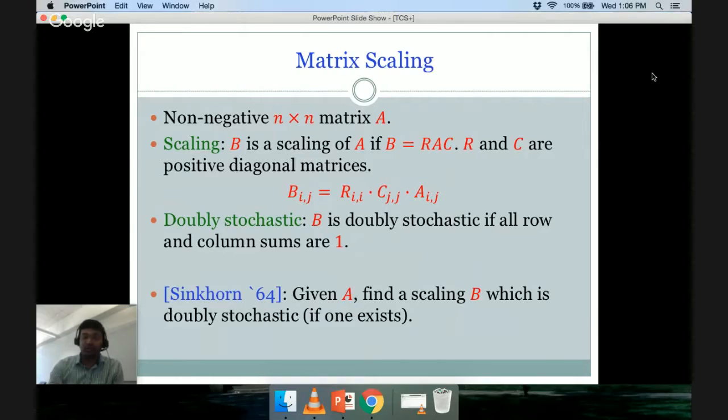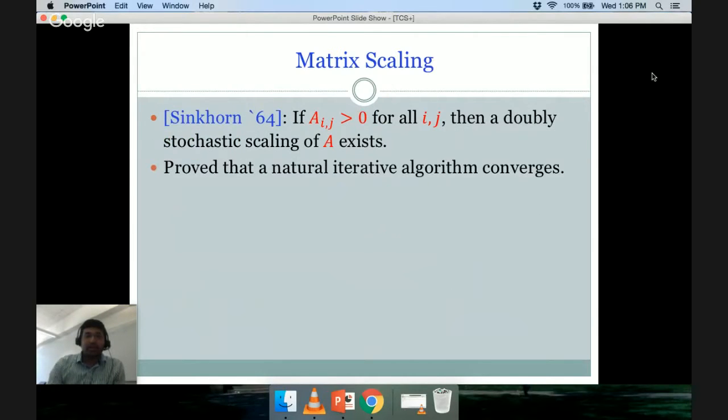He asked the following question, and he proved that if all the entries of A are strictly positive, then a doubly stochastic scaling of A exists. And he also proved that a natural iterative algorithm for it converges. So Sinkhorn proved this in 1964.